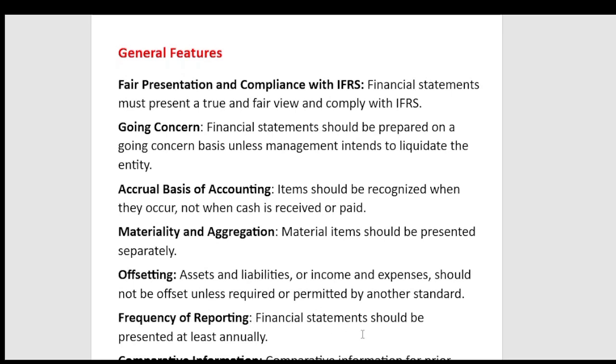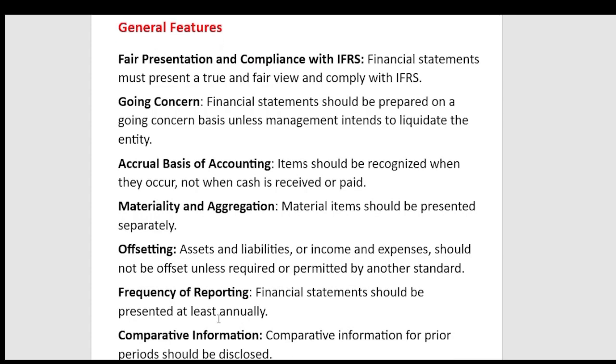Frequency of reporting. Financial statements should be presented at least annually. The financial statement of a company should be presented at least annually and should be consistent every year as long as it's a going concern. Every year there must be a financial statement. So when you pick an account of 2021, you should be sure that you see the account of 2022, 2023, 2024, because that is what IAS 1 is saying. Yearly. You don't see a merged account of 2021 and 2022 together. No, IAS 1 is not saying that. Financial statements should be presented at least annually.